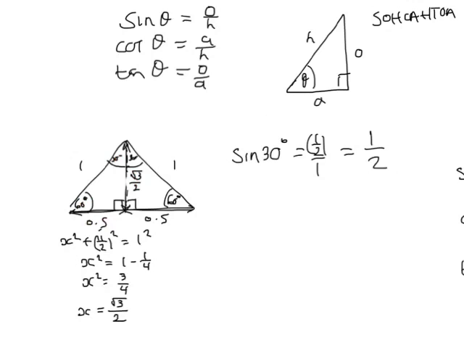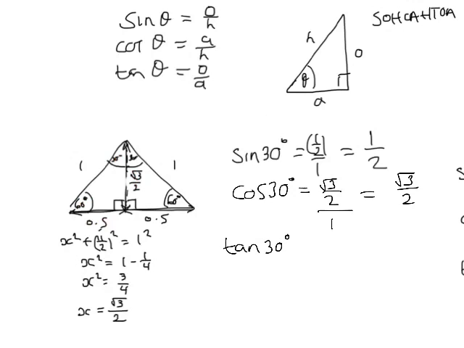Similarly, cos 30 degrees is going to be the adjacent side, which is root 3 over 2, divided by our hypotenuse, which is 1. So cos of 30 degrees is root 3 over 2. And tan of 30 degrees is going to be our opposite side, which is a half, divided by our adjacent side, which is root 3 over 2. This simplifies to 1 over root 3. And if we rationalise the denominator there, we end up with root 3 over 3.